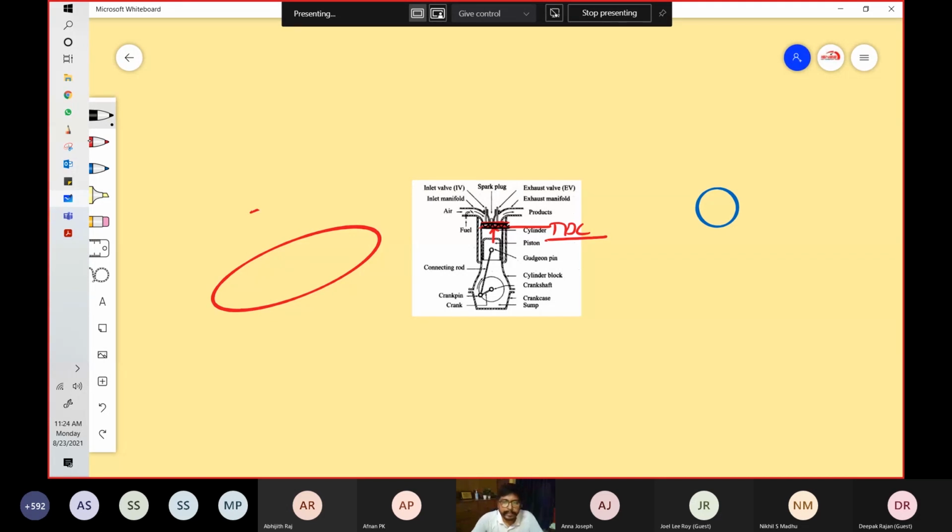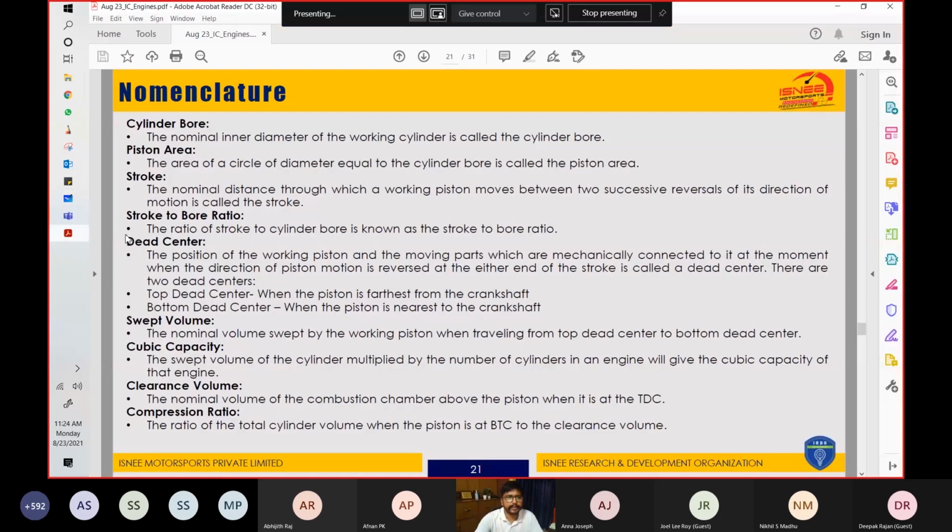And then there is the compression ratio. The compression ratio, the ratio of the total cylinder volume when the piston is at BDC to the clearance volume, is known as the compression ratio. Okay, I'll read out the definitions again.